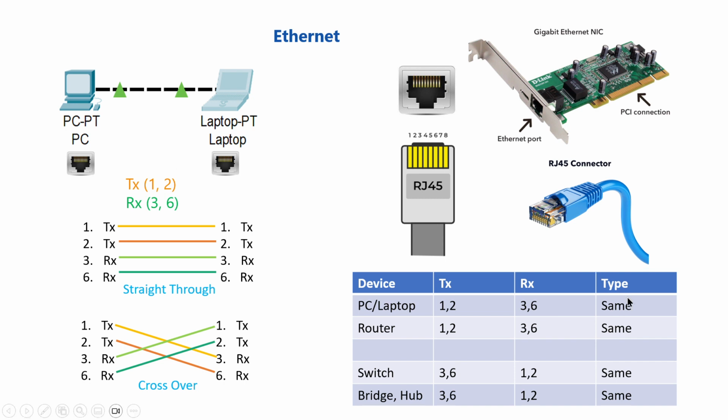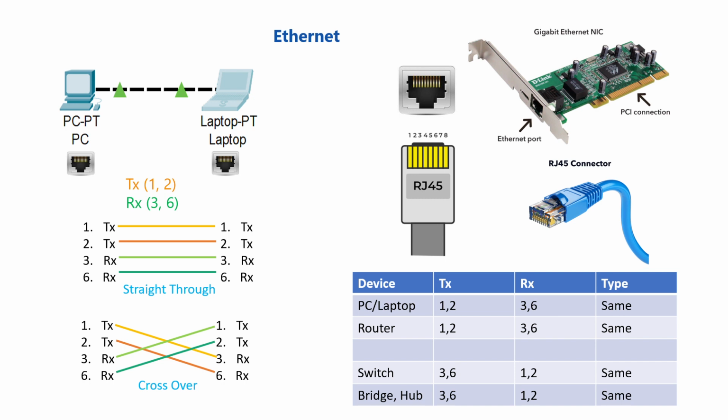Another thing to note is that we can classify devices into different families based on the pins on which they transmit and on which they receive. So the PC, the laptop, and the router are similar devices. They are in the same family, because they all transmit on pins 1 and 2 and they receive on pins 3 and 6. On the other hand, switches, bridges, and hubs belong to the same family and they are different from routers, laptops, and PCs, because a switch transmits on 3 and 6, but it receives on 1 and 2.